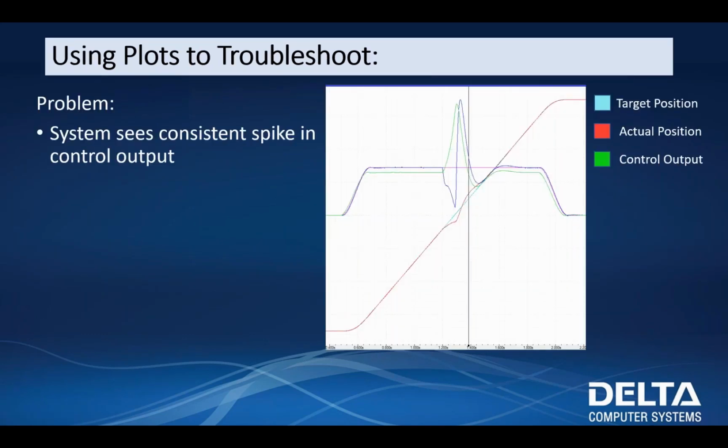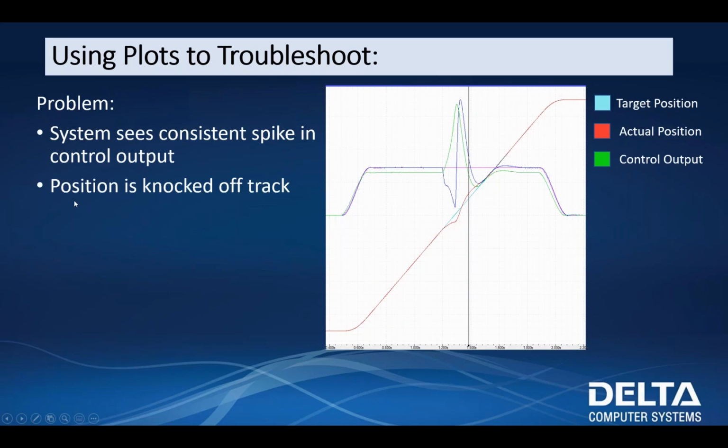Okay, here's another real world problem that we see a lot. This system is seeing a consistent spike in control output. So we see this very obviously on the plot. You'd probably hear this as well if you're looking at it. So again, control output is green, target is light blue, and actual is red here.